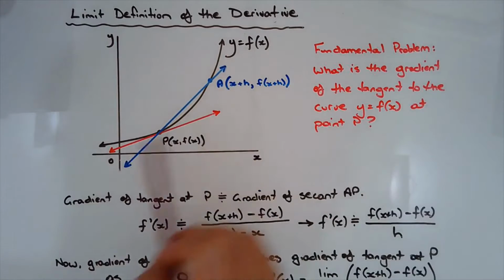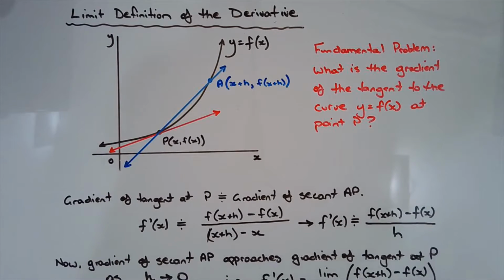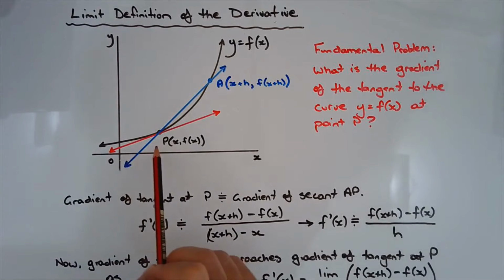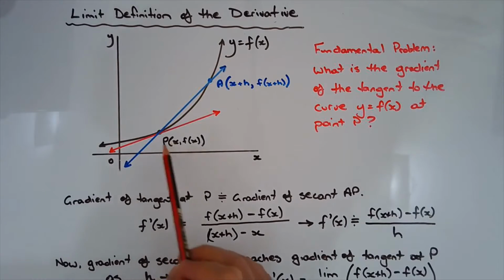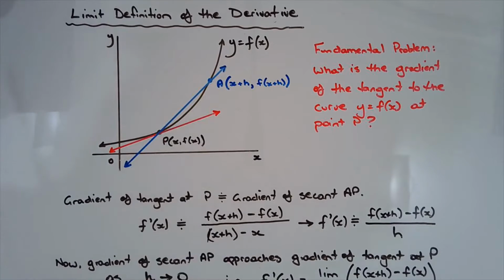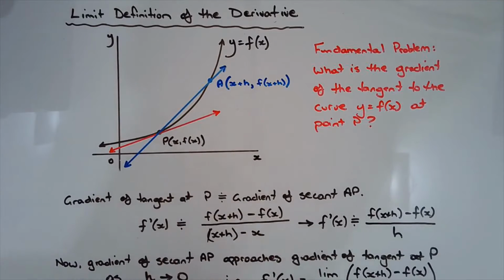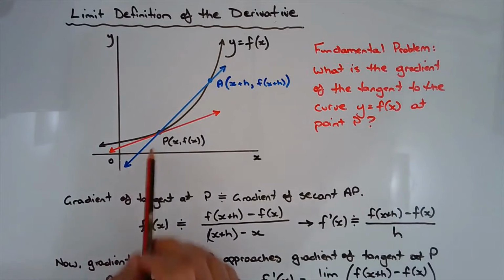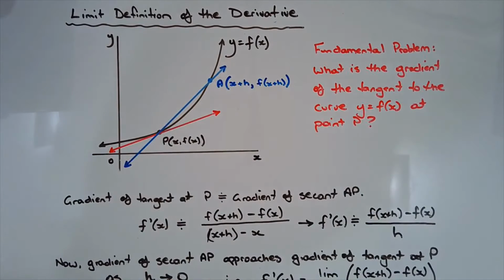So here's our diagram, here's our y equals f(x). It's just an arbitrary function, doesn't resemble anything necessarily. Here's our point P, and it's got coordinates (x, f(x)), and that sits on the curve. Our red line here represents our tangent, so that touches the curve at just one point, obviously at point P. Now our blue line here is secant AP, and I'll talk about that shortly.